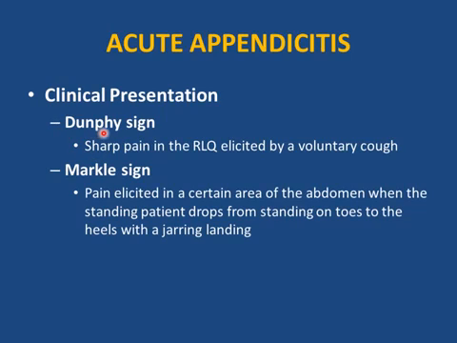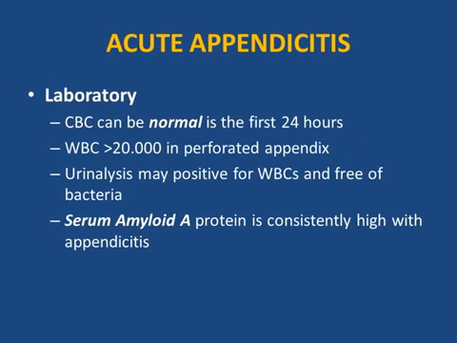Other signs are not common, but sometimes I use them and they are very helpful. For example, Dunphy sign, which is sharp pain in the right lower quadrant elicited by coughing. So when they cough, they increase the intra-abdominal pressure and cause abdominal pain in the right lower quadrant. Markle sign: also when you ask the child to stand up on tiptoe and drop suddenly, this can cause pain in the right lower quadrant as well.